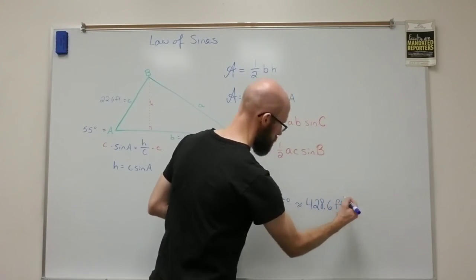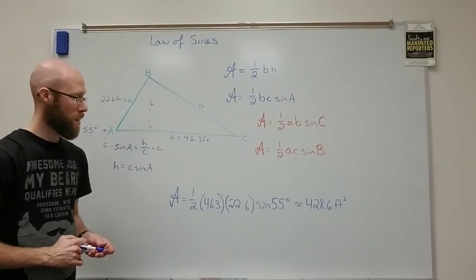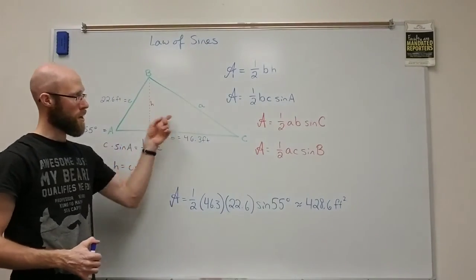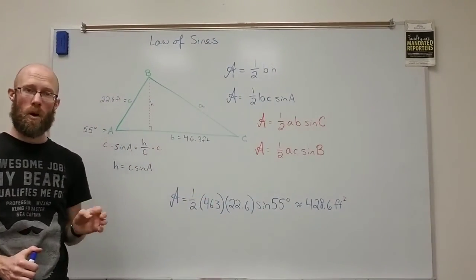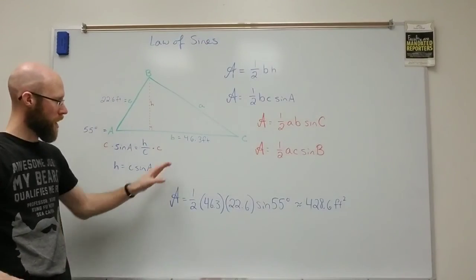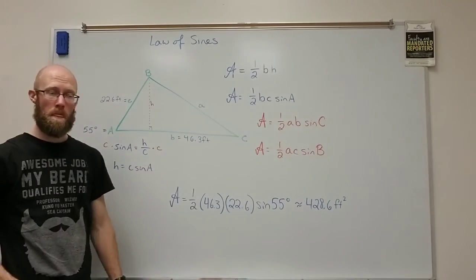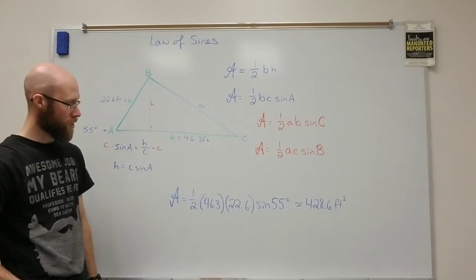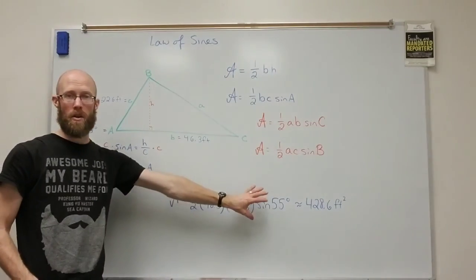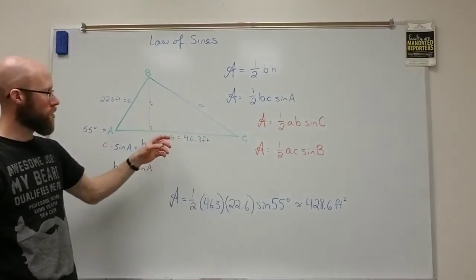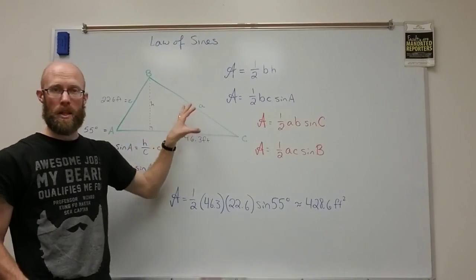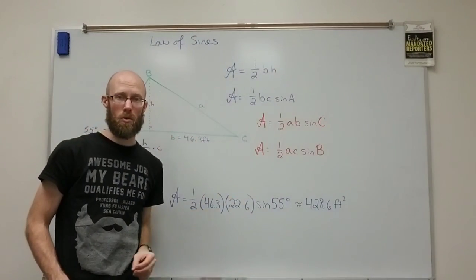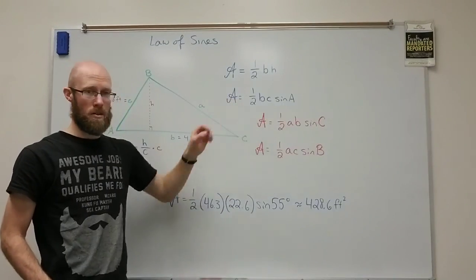And that will be in square feet, because it's an area, so area is always in square units when the sides are in regular units. Good, so that gives us an idea of how to work through that. But again, you could have any combination of two sides with the included angle, and that is all you need to find the area.